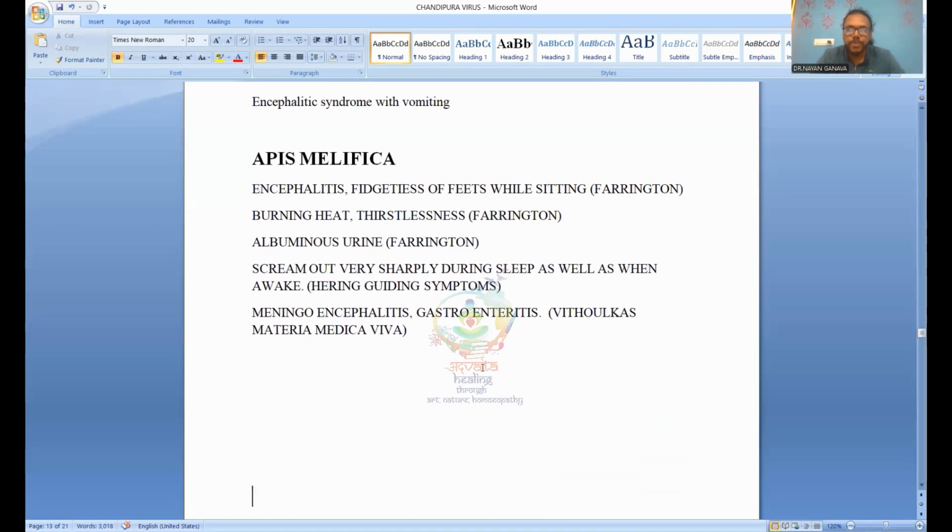So if we see Apis mellifica, encephalitis, fidgetiness of feet while sitting, that is the indication of Apis mellifica in encephalitis. There will be a burning heat, thirstlessness, albuminous urine, screaming out very sharply during sleep as well as when awake. That is what is written in Hering's Guiding Symptoms. Meningoencephalitis, gastroenteritis, that is what is written by Vithoulkas, Materia Medica Viva.